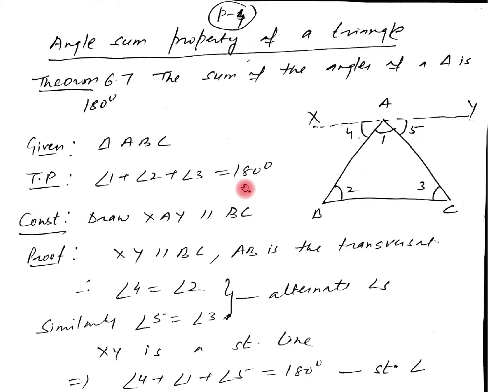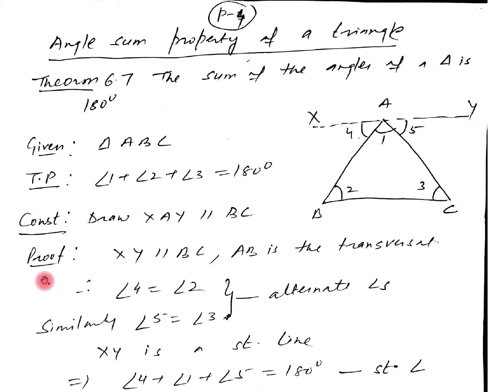In this theorem we should prove that the sum of the angles of a triangle is 180 degrees. It means angle 1 plus angle 2 plus angle 3 equals 180 degrees. Now we have to do the construction. Draw line XAY parallel to BC.